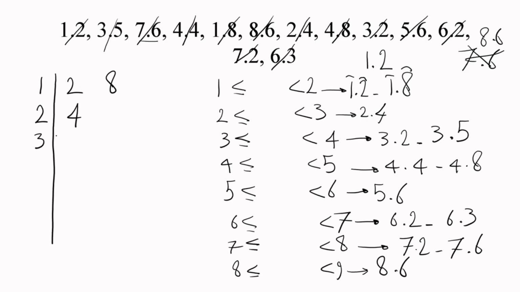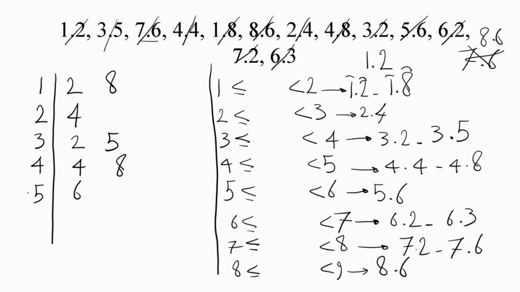I'm not going to mention the decimal point. 3, 2 and 5. And for the 4, what do I have? I have 4 and 8. For 5, I have 6. For 6, I have 2 and 3. For 7, I have 2 and 6. And finally, for 8, I have 6.